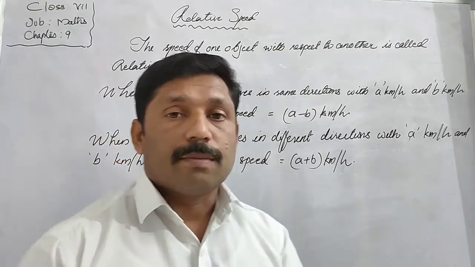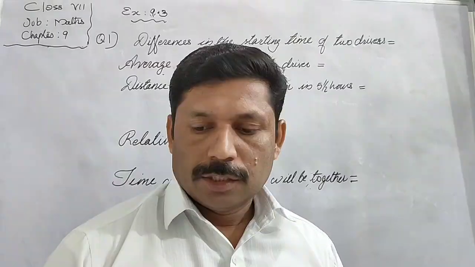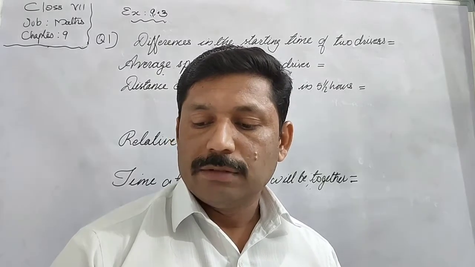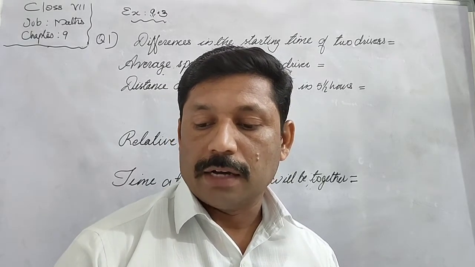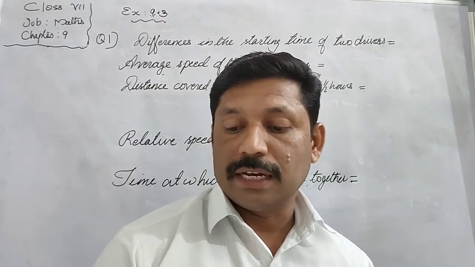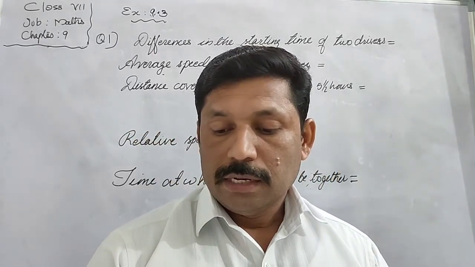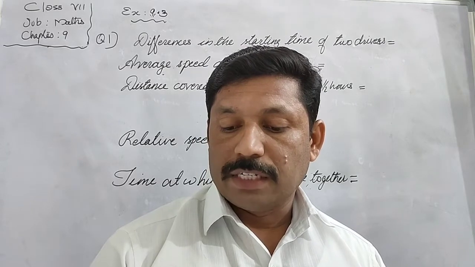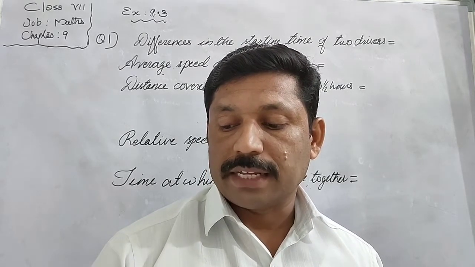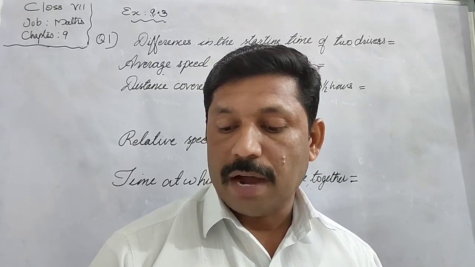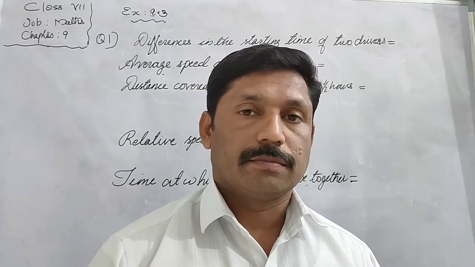Now we solve some questions on relative speed. Students, look at the first question, exercise 9.3. A driver leaves a city at 6 a.m. and another driver leaves the city at 11:30 a.m. from the same place in the same direction. If the average speed of the first driver is 55 km per hour and the second driver's is 62 km per hour, find the time at which they will be together.